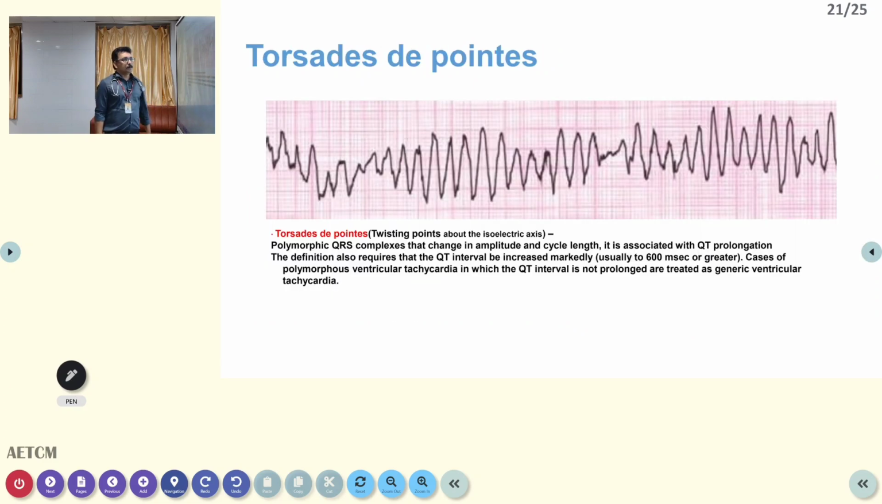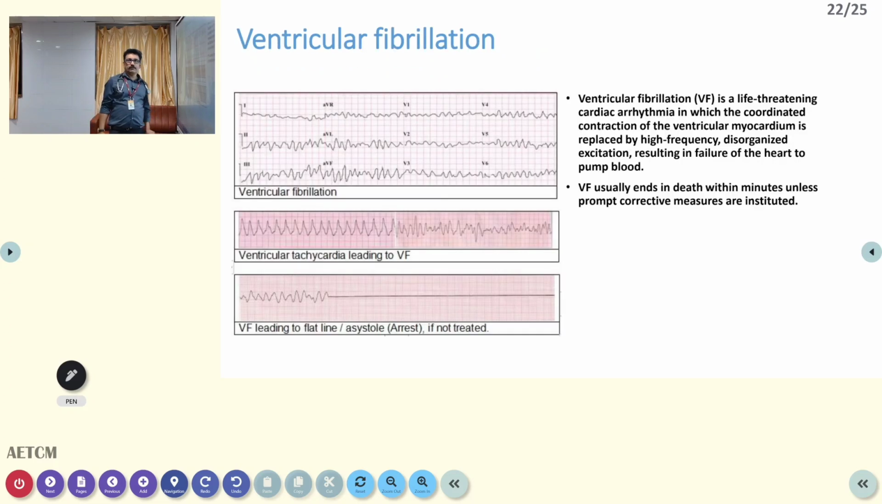Now, if the wide complex tachycardia is irregular, you can see here, normally if you draw a line, this is the axis. Some are going up, some are going down. So this is called twisting of the axis. The axis is twisted like this. That is called Torsades de Pointes, a type of VT. So here we may have to use magnesium sulfate.